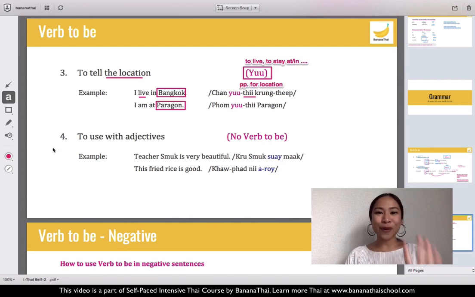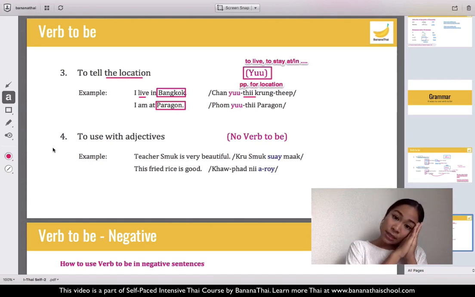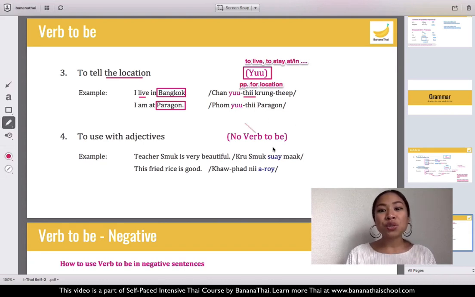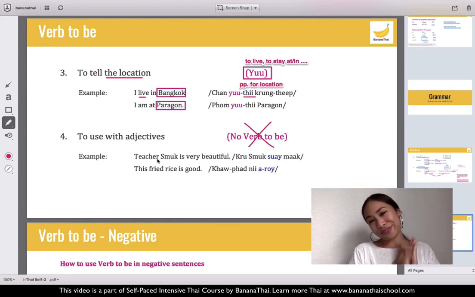And the last way, the fourth way to use verb to be is to use verb to be with adjectives. In Thai language, if you use verb to be with adjective, for example, I am beautiful. See, beautiful is adjective. You are clever. Clever is adjective. I am sleepy. Sleepy is adjective. In this case, in Thai language, there is no use of verb to be. Basically, you cut it out. You just skip it.